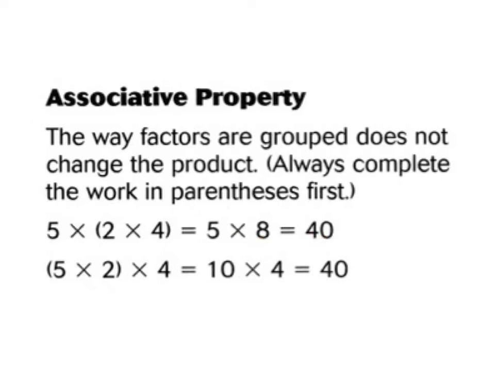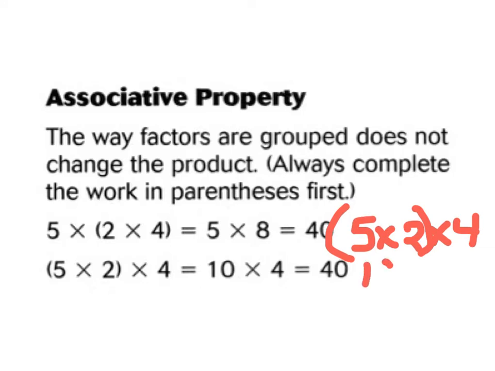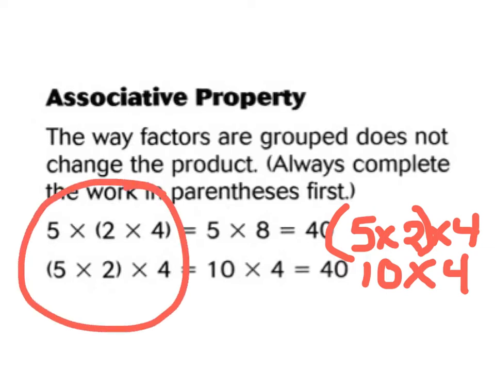We could also write this as 5 times 2 times 4, where we grouped the 5 and the 2 together, in which case we would do the work inside the parentheses first. 5 times 2 is 10, and then we go ahead and multiply it by the 4, and it also equals 40. And that's what's shown in these two statements.